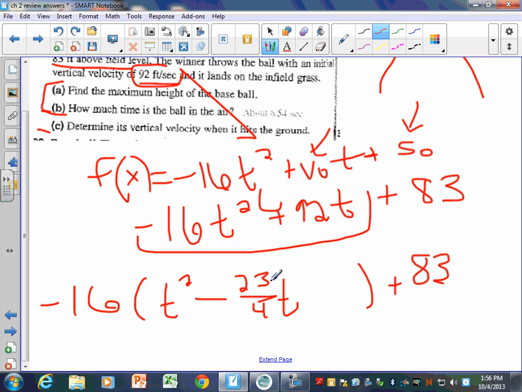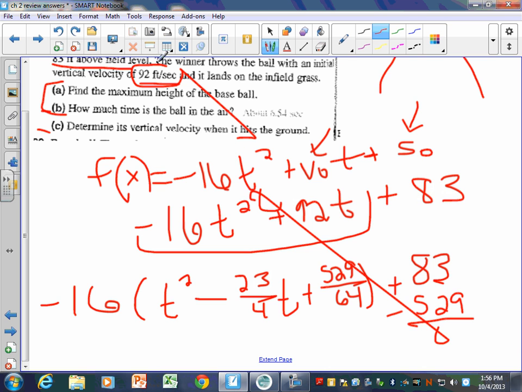To take half of 23/4 would be like multiplying by a half, so that would be 23/8. Oh, this is so ugly. And then I'm going to square that, so that's 23 squared, which is 529, over 8 squared, which is 64. And if I add that on the inside, I have to subtract it on the outside. I'm not erasing that. 64.